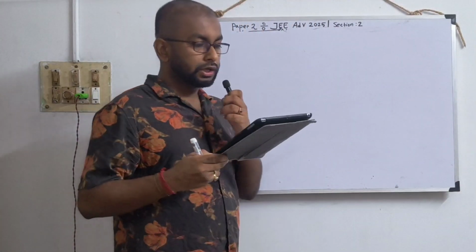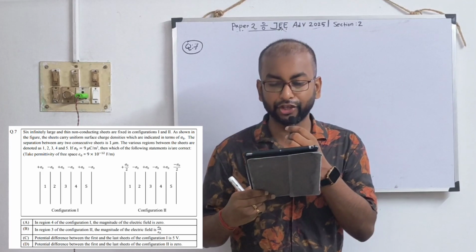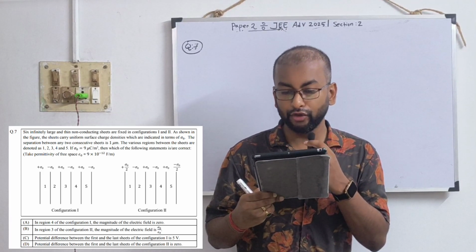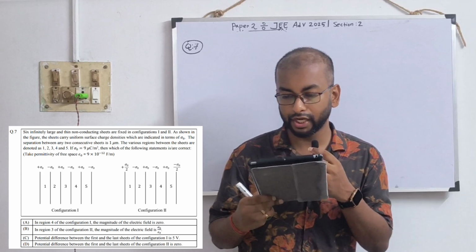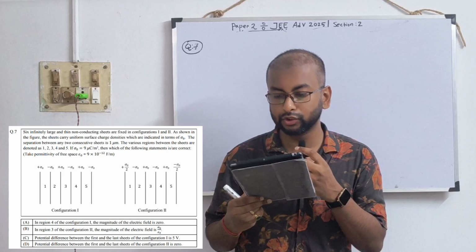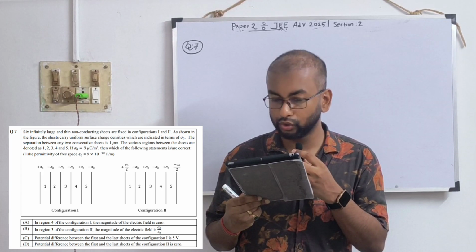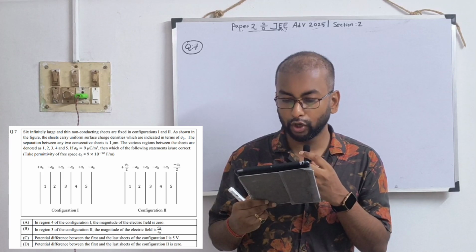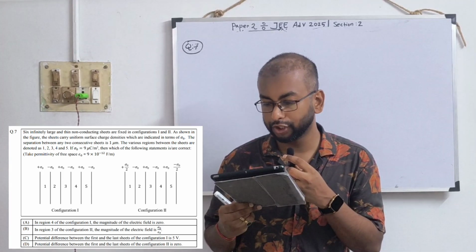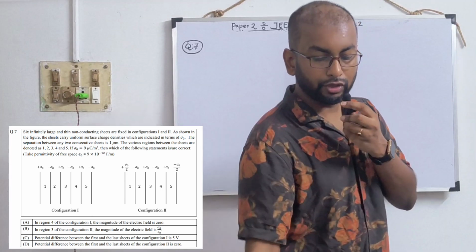Question number 7. 6 infinitely large thin non-conducting sheets are fixed in configurations 1 and 2 as shown in the figure. The sheets carry uniform surface charge densities which are indicated in terms of sigma naught. The separation between any two consecutive sheets is 1 micrometer. The various regions between the sheets are denoted 1, 2, 3, 4, 5. If sigma naught value is 9 microcoulomb per meter square, then which one of the following statements is or are correct? And epsilon naught value is also given. So we'll draw the diagram.